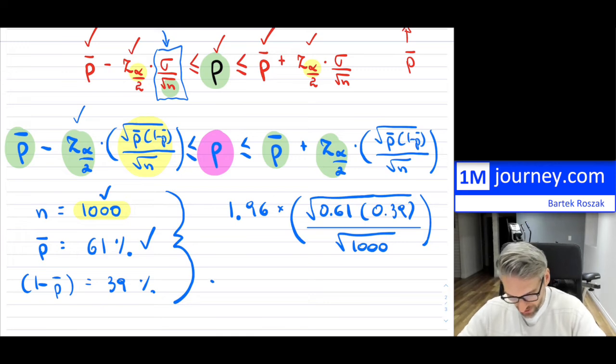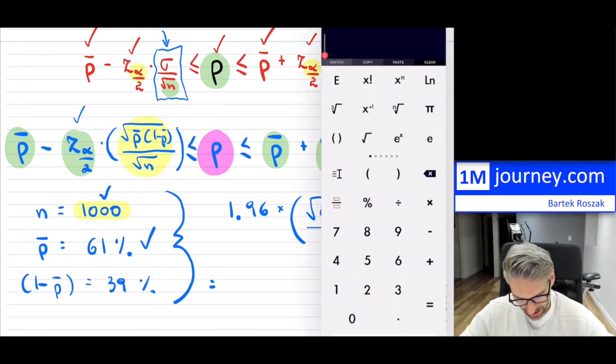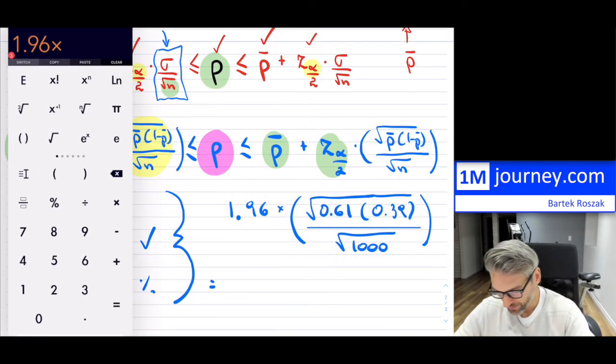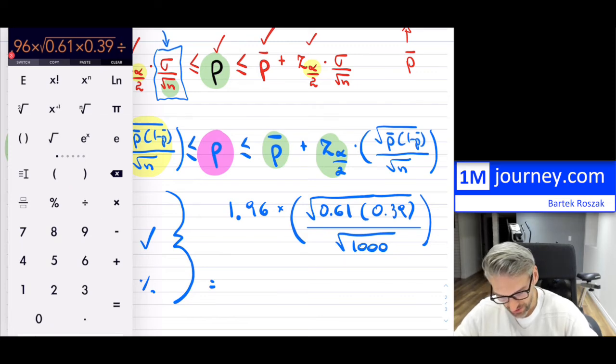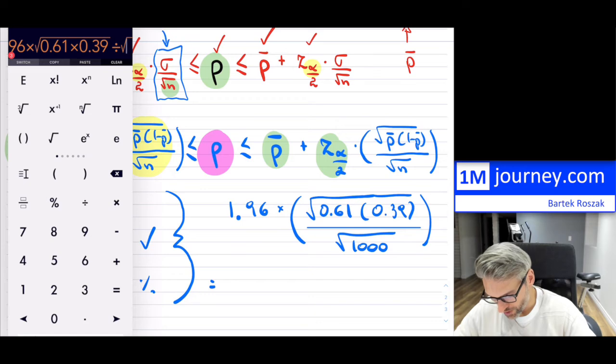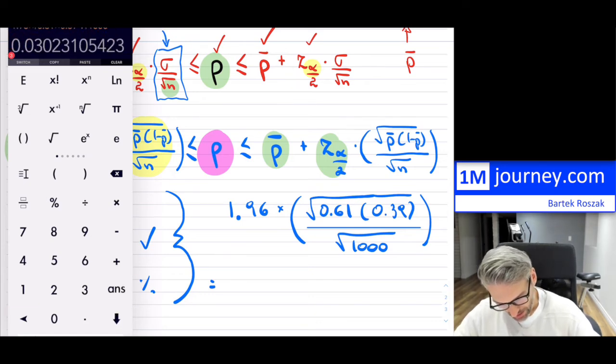So if I calculate this through, 1.96 multiplied by the square root of 0.61 times 0.39, so that's all of that. Now this whole thing is supposed to be divided by the square root of 1000, and now hit equals, and you notice that this is going to be approximately 0.03.